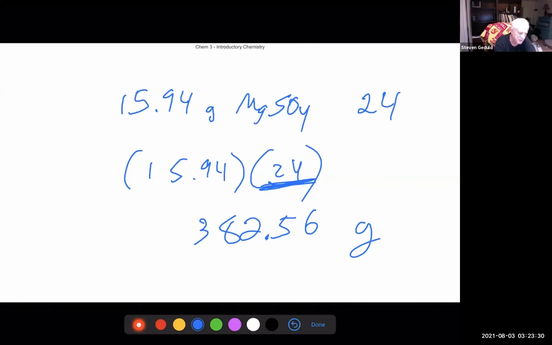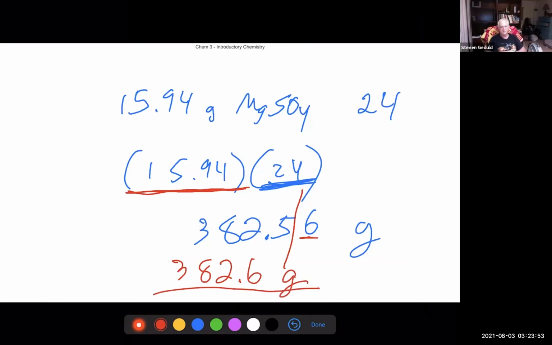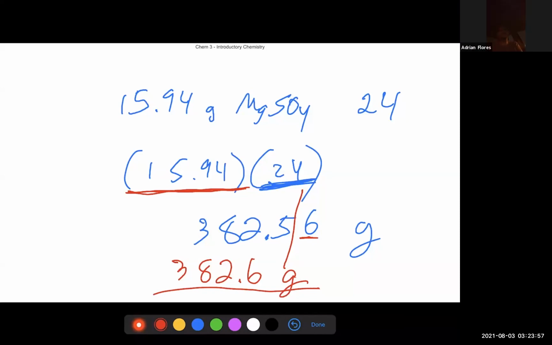The 15.94 is a measured value. So measured values determine your significant digits. Here we have 4 significant digits, so our answer is only going to have 4 significant digits. Since this is greater than 5, we're going to need 382.6 grams. That's exactly how you do it. You did adding, subtracting, and significant digits with multiple calculations.